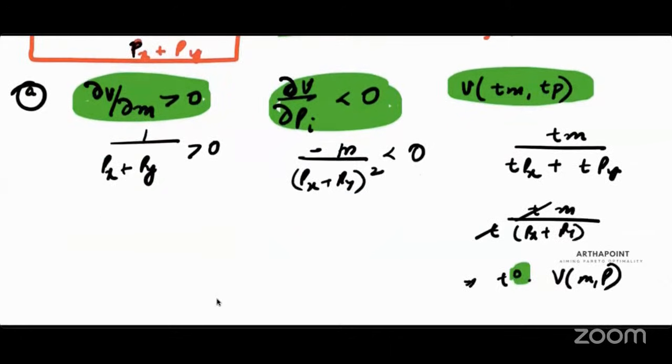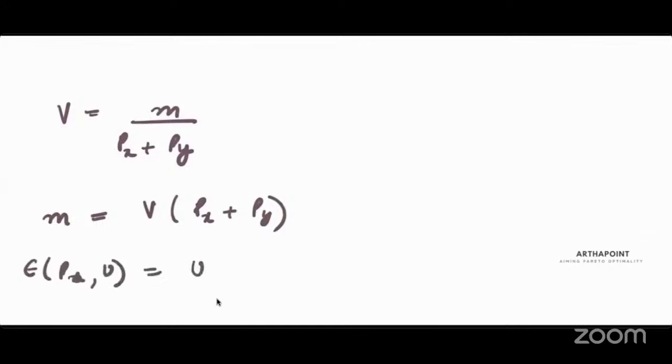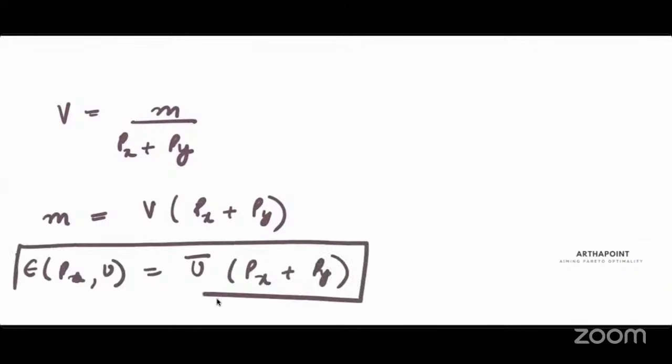Let's find expenditure function from there. So my indirect utility is V is equal to M by Px plus Py. From here, my M will be V into Px plus Py. This is nothing but my expenditure function as a function of prices and utility. I'm holding utility constant at U bar, so U bar into Px plus Py. This becomes your expenditure.